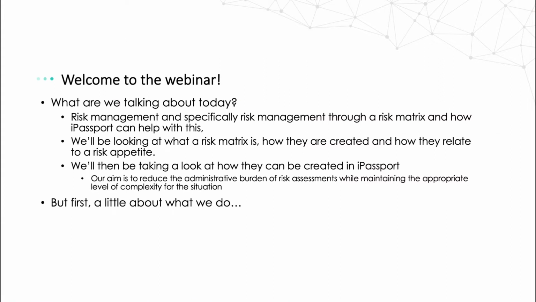An official welcome to everybody. What are we talking about today? We're going to be looking at risk management, and specifically risk management through a risk matrix and how iPassport can help with this. We'll be looking at what a risk matrix is, how they're created and how they relate to a risk appetite. And we'll be taking a look at how they can be created in the iPassport risk management tool as well. The aim of this tool is to help reduce the administrative burden that is associated with risk assessments while maintaining the level of complexity required for the situation or the risk assessment in general.